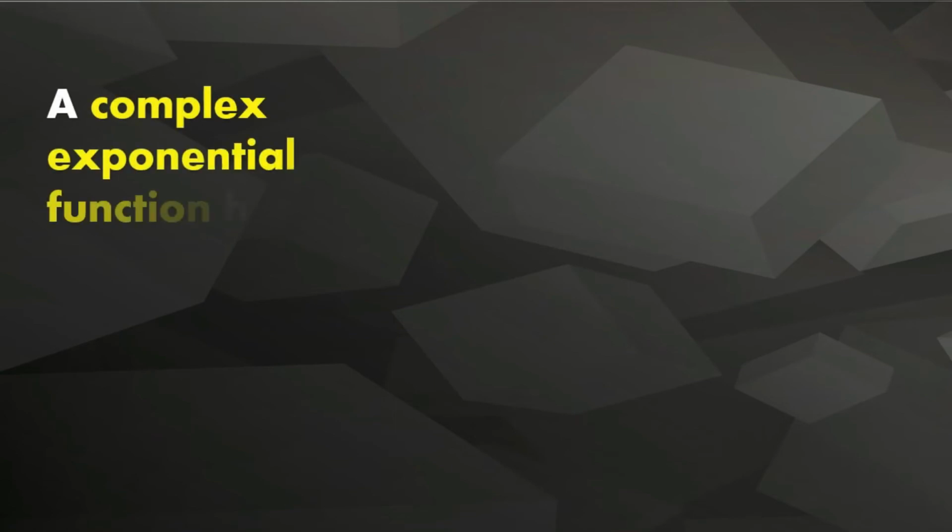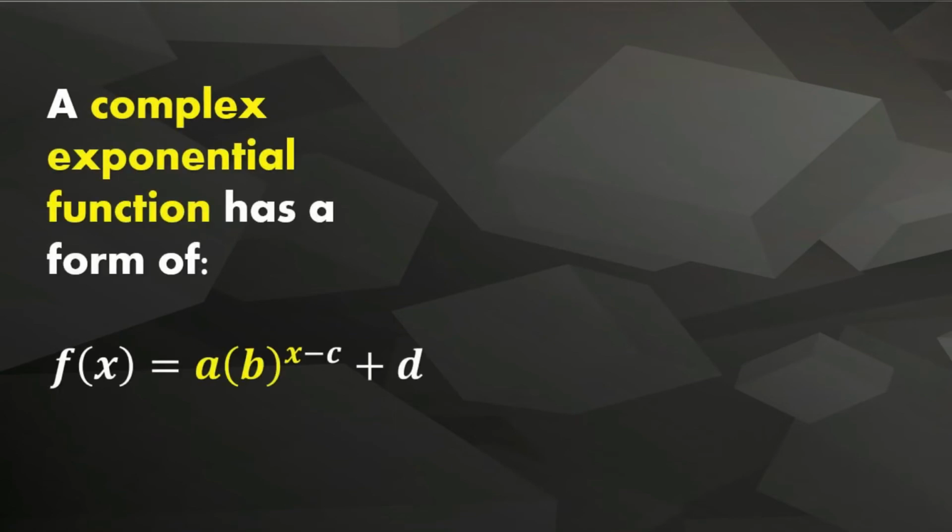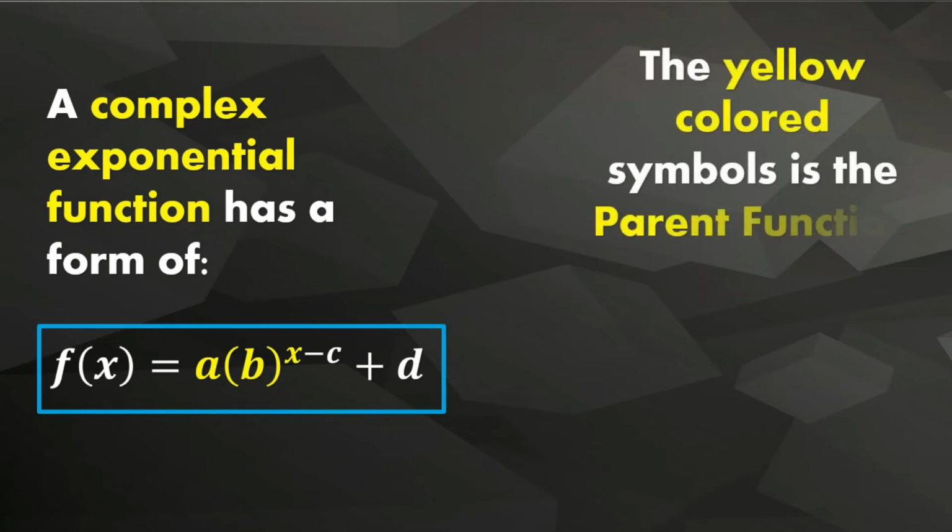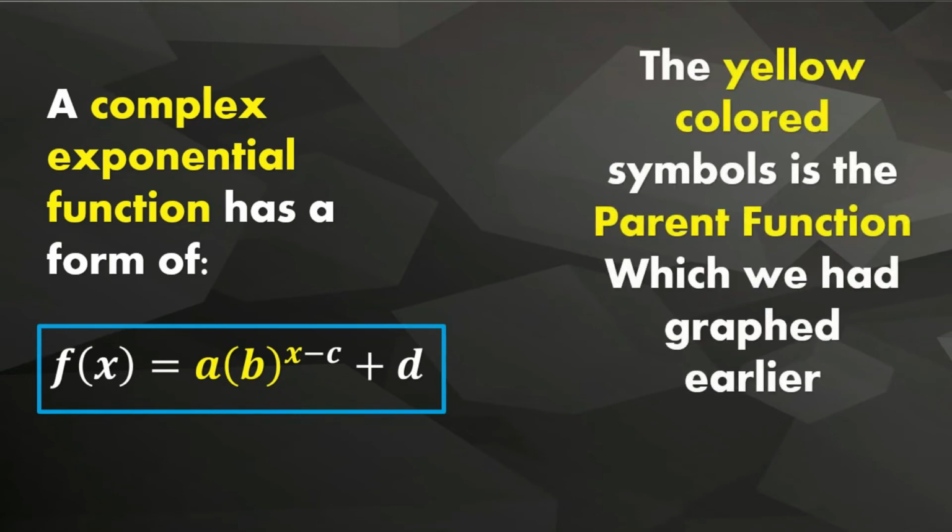A complex exponential function has a form like this. F of x is equal to a b raised to x minus c plus d. Ito yung una kong pinakita kanina. That is the general form, pero ayan yung complex na form kasi masyadong maraming numbers ang involved sa function na yan. Kung mapapansin ninyo, yung yellow part is the parent function.